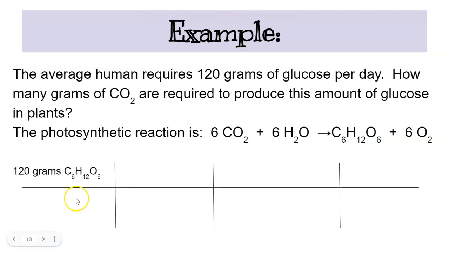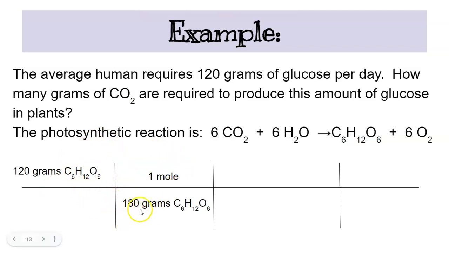So we start with 120 grams of glucose. Okay, and based on our map, we have to convert to moles of glucose. Okay, so to do that, we're going to put our mole in the top box because we know we want to go to moles, so we're going to have to eliminate our grams.